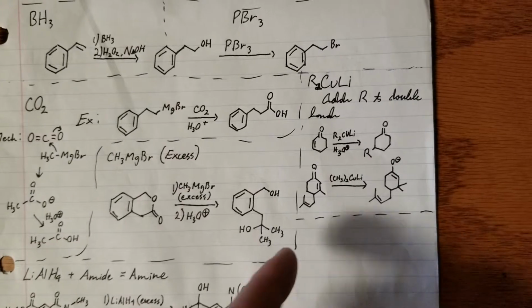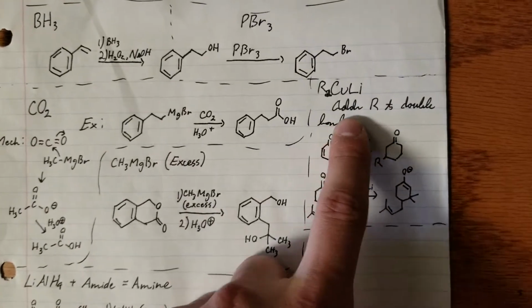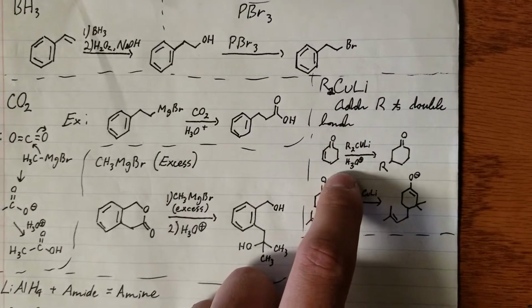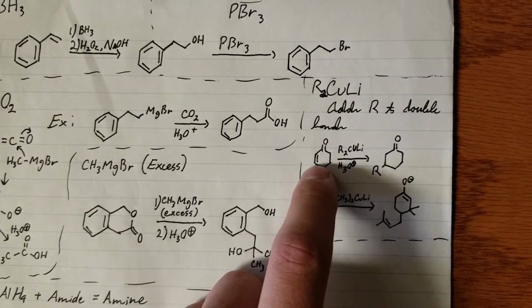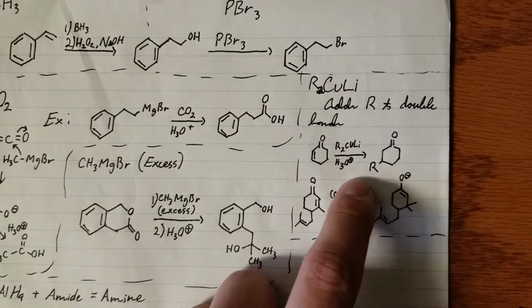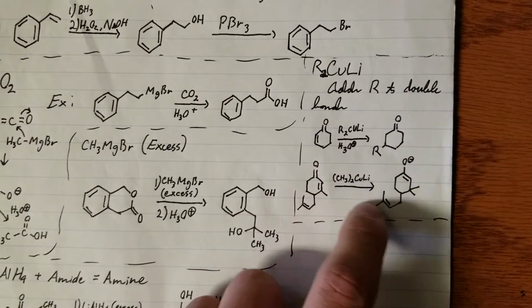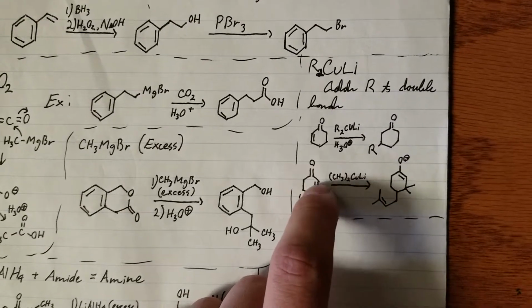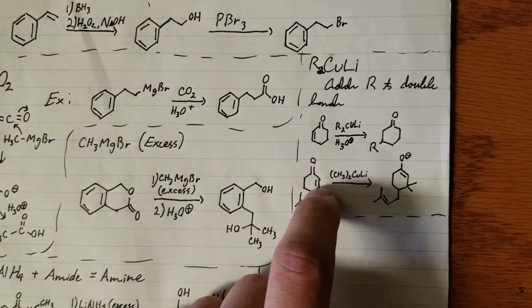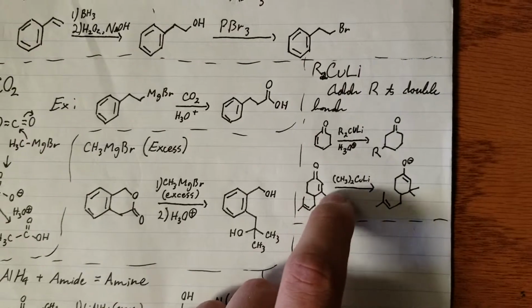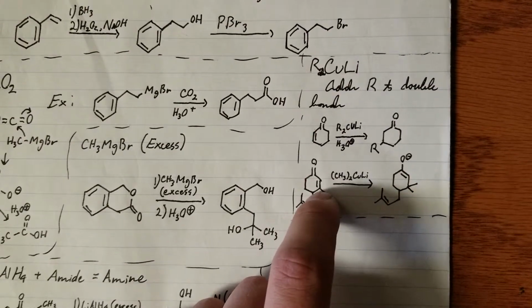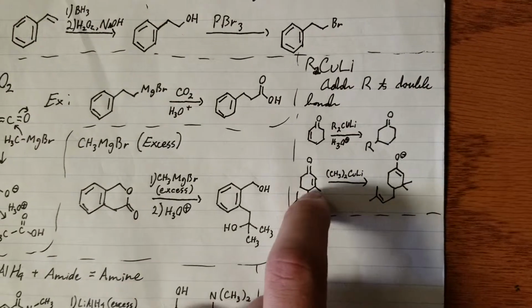Next, we're going to look at what R2CuLi does. So basically it adds R to double bonds. So when you apply that to the double bond there, you're going to get R. Another example of that, you apply 1,4. So that's 1, 2, 3, 4. So it's going to go on to there when there's a carbonyl group involved.